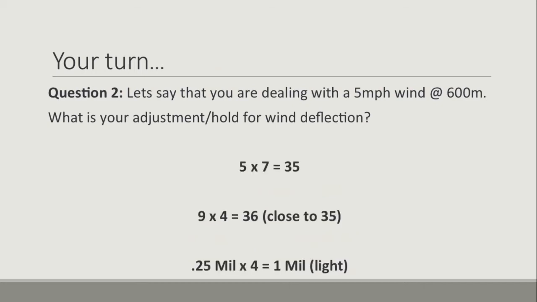Right, so wind speed, 5 multiplied by the constant. At 600 meters, we're looking at a constant of 7, so 5 multiplied by 7 equals 35. 9 multiplied by 4 equals 36, which is close enough to 35. So then it's just a simple case of 0.25 of a mil multiplied by our magic number of 4, which gives us a hold or an adjustment of 1 mil.